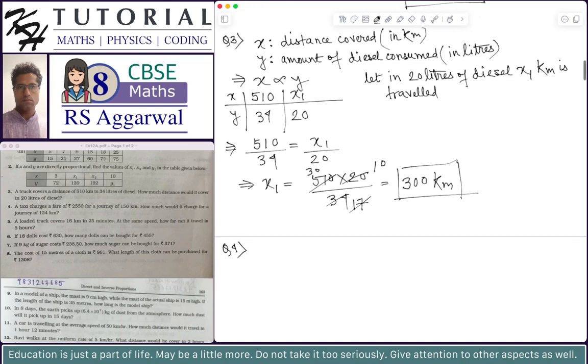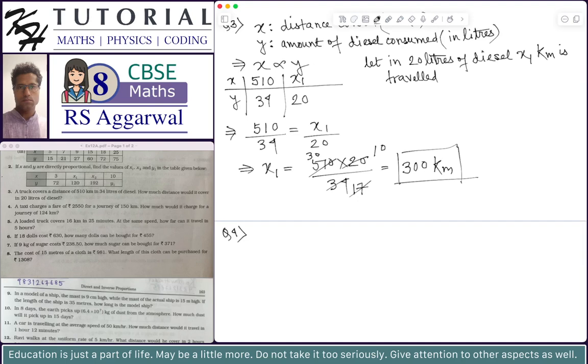Okay, let's do problem number 4. A taxi charges a fare of 2550 for a journey of 150 kilometer. How much would it charge for a journey of 124 kilometer? So obviously, if the distance of the journey is more, the fare, the charge by the taxi will be more.